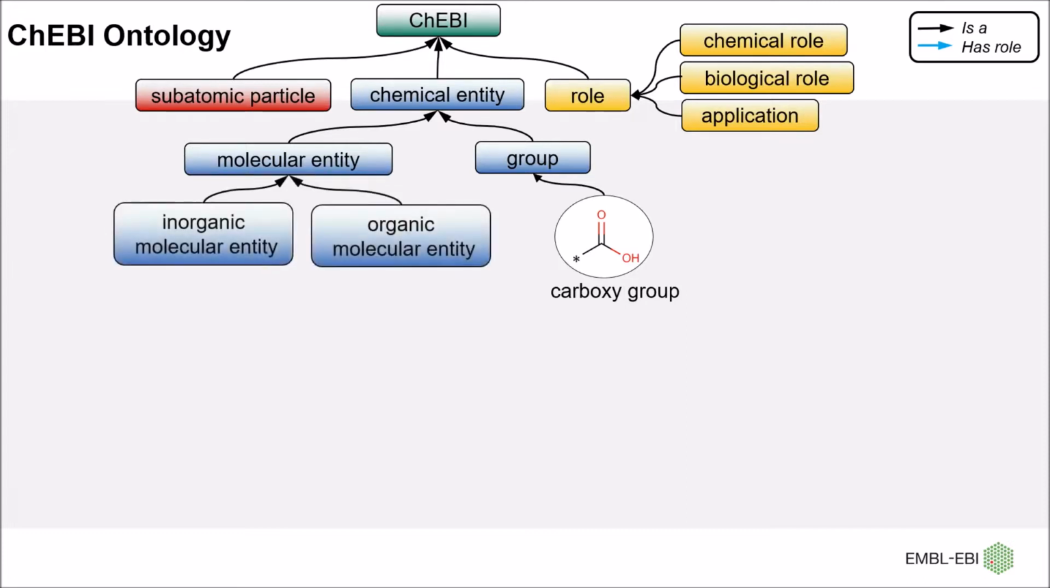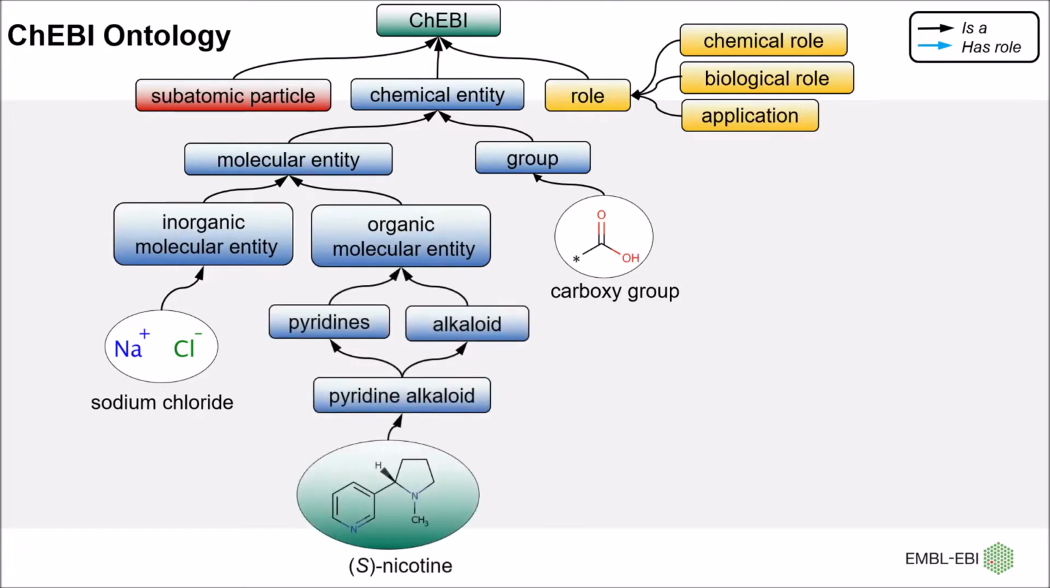The molecular entity branch can also be subdivided into inorganic and organic. So, for example, sodium chloride is a member of inorganic molecular entity. But the vast majority of chemicals in ChEBI are organic in nature. So, for example, S-nicotine, we'll classify this into a more specific class called pyridine alkaloid. So just by looking at this chemical structure, we'll be able to see what type of class it will belong to. But the ontology is actually more complex than this.